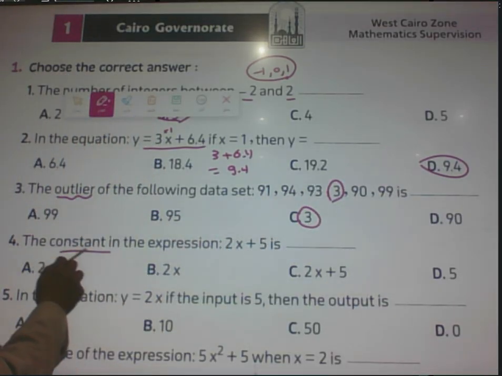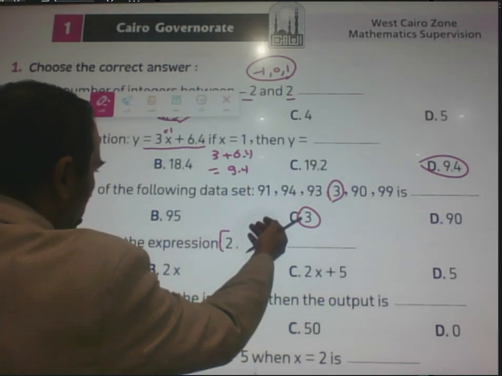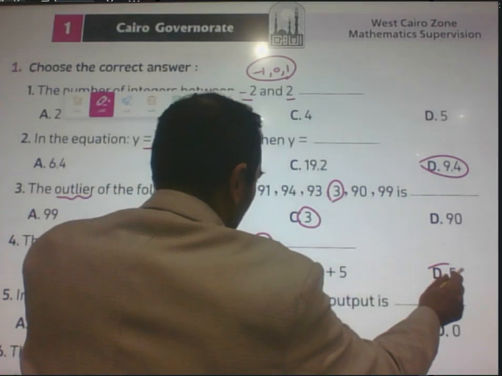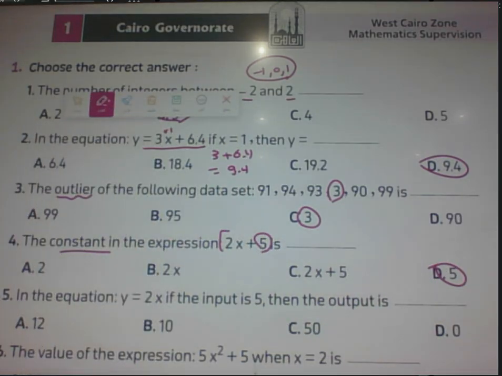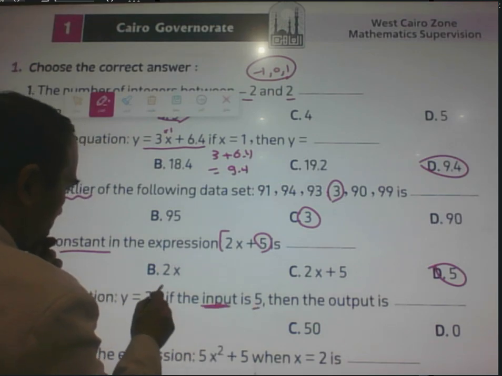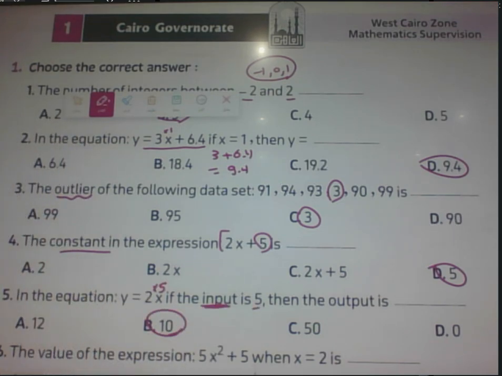The constant in the expression here will be what? We have 5. 5, we call this the constant. And the constant will be 5. Next question. In the equation y equals 2x, if we input 5 here, put x equal 5, then y equals 2 times 5 equals 10. The output will be 10.